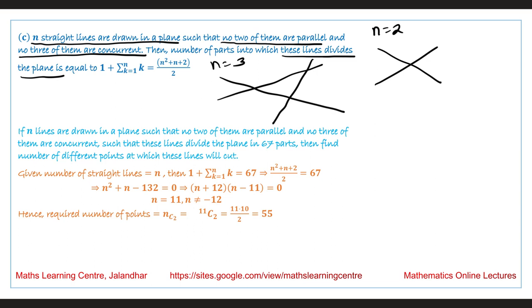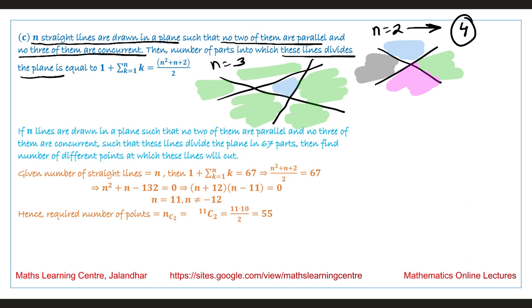If we are considering two lines, you can see that this is one part, second, this is third, and this is the fourth part. So corresponding to n equal to 2, the plane is divided into 4 parts. When we are talking about 3 lines, it is 1, 2, 3, 4, 5, and this middle part is the 6th part. If we are talking about just one line, we can clearly see that it is dividing the plane into 2 parts. Corresponding to n equal to 1, we are getting 2 parts.